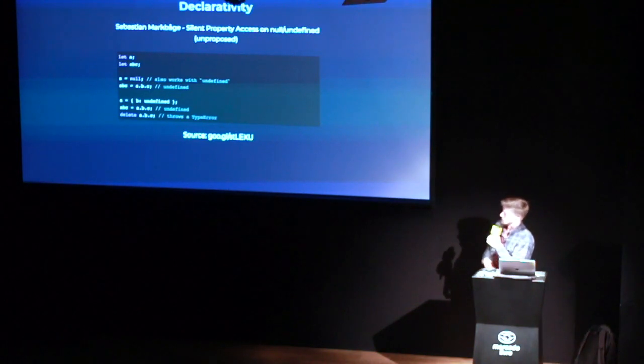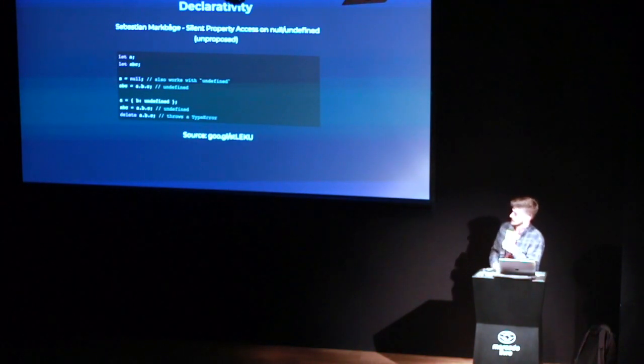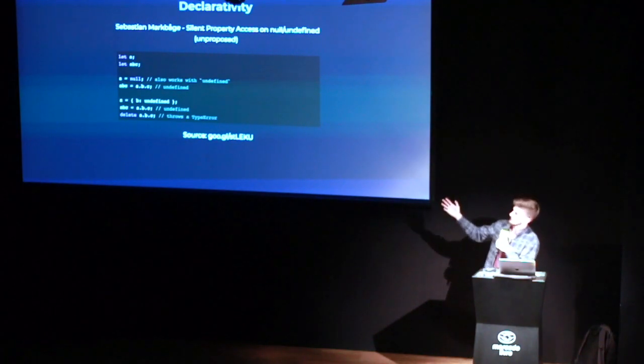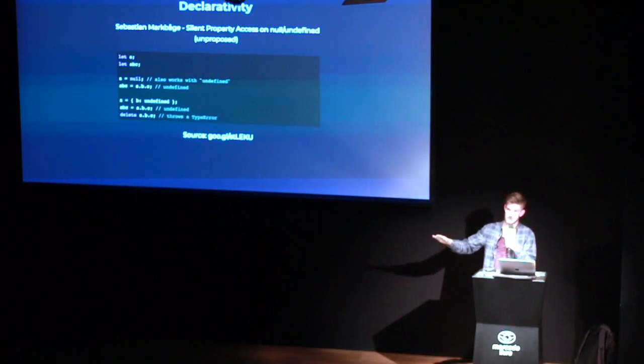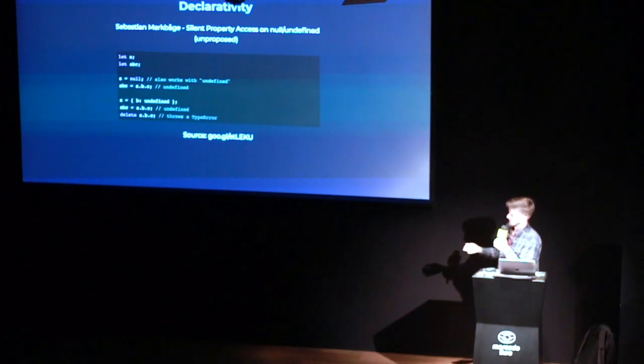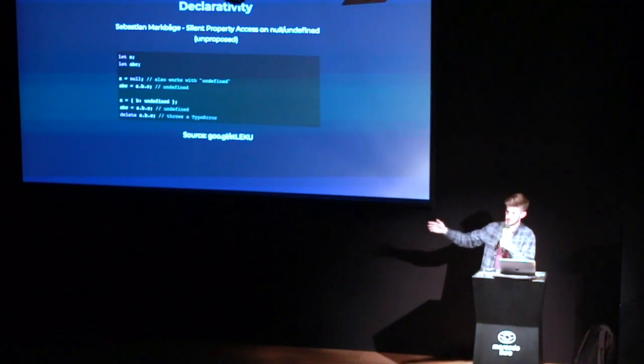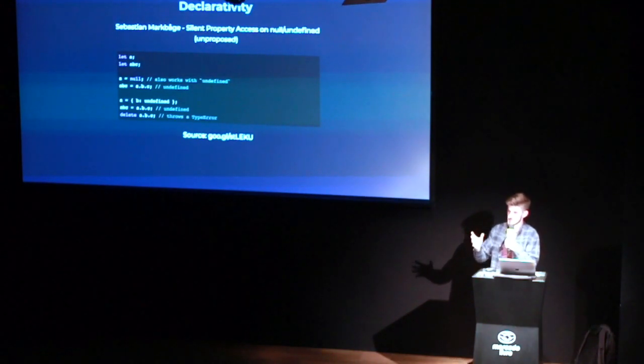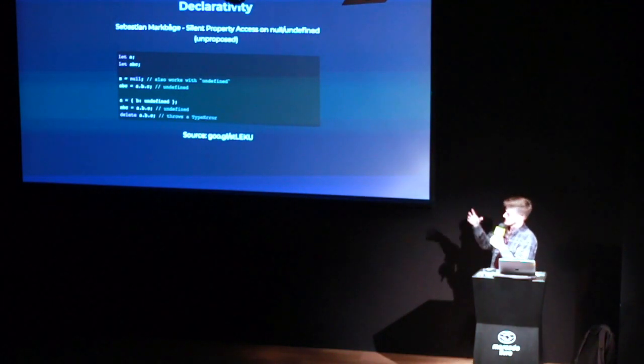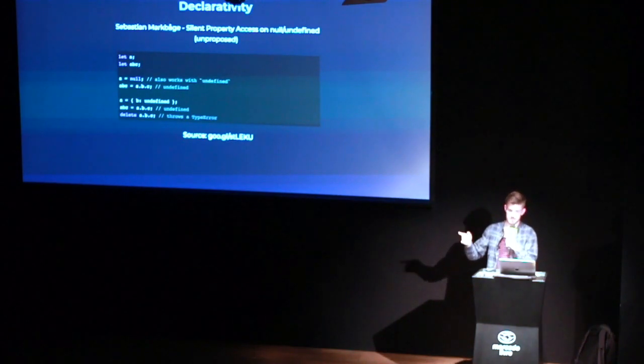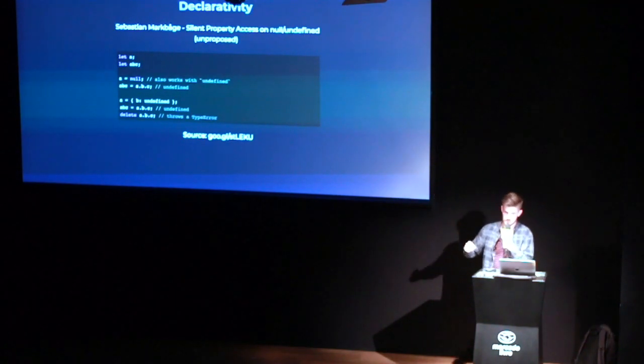Another one from Sebastian is this silent property access. If you have null or undefined, and you want to go deep into this object, very often you have a user or something, you want to know the street address, but maybe the user doesn't exist, that it doesn't throw an error unless you try to do something to it, like a delete or something.